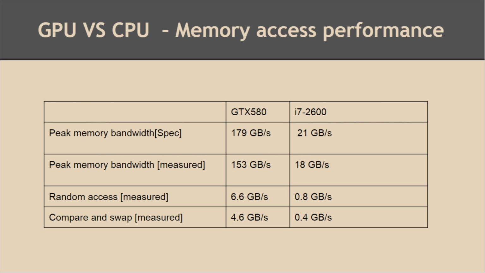Another key difference between GPU and CPU is the memory performance. As we can see here, we have an old graphics card, a 580, and an old processor, an i7-260. And as we can see, the memory bandwidth and memory performance is exponentially higher than that of a CPU. And this pattern continues with newer hardware as well.